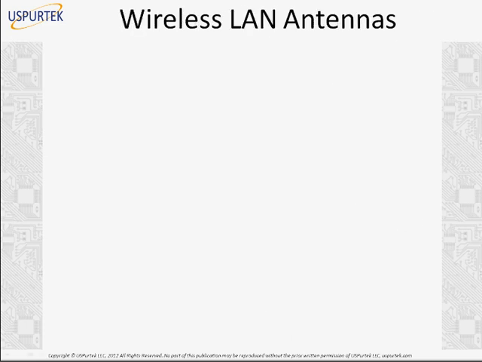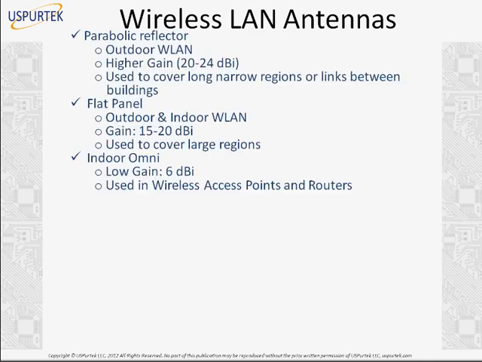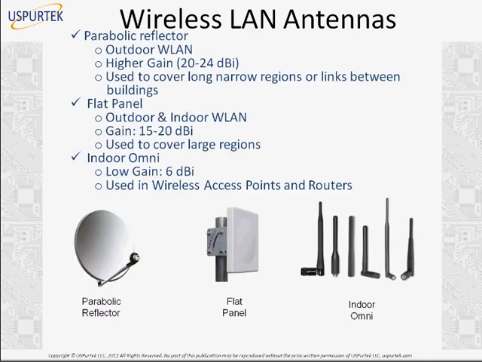Well, the wireless LAN antennas look different, as most of you must have Wi-Fi at your home or business or wherever you work. So they have a different look. There are outdoor wireless LAN antennas with a higher gain of 20 to 24 dBi, which are used to cover long, narrow regions or links between buildings. These you usually don't see because they're at the top of the building or on the side of the building. And they are used mostly in enterprise wireless LAN networks.